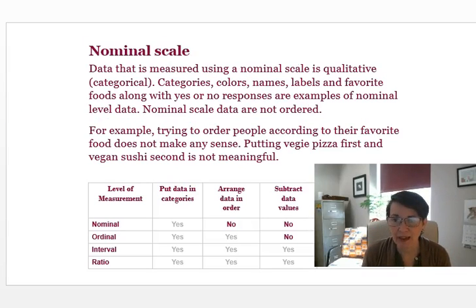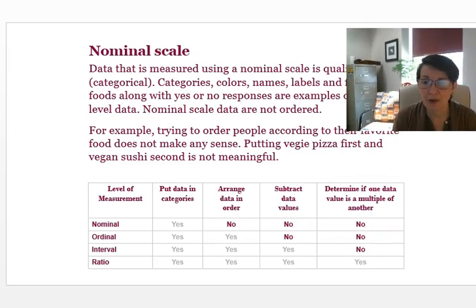And just like it sounds, the first one, nominal, we're just naming. We're just naming something. So it could be blue, green, purple, and orange. It's going to be mostly qualitative data, not quantitative data. And it doesn't really matter what the order is, right? Nominal scale data is not ordered. I can't say that blue is better than red unless it happens to be your favorite color. So there is no better than.